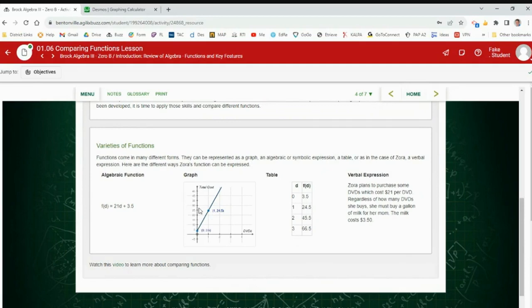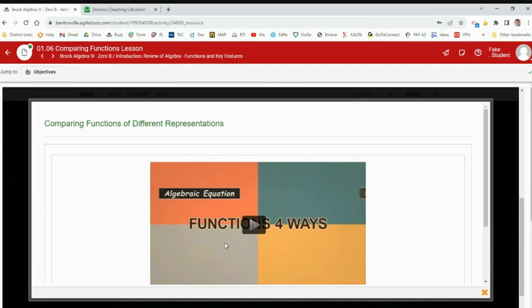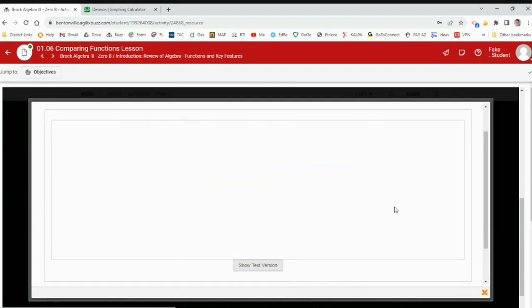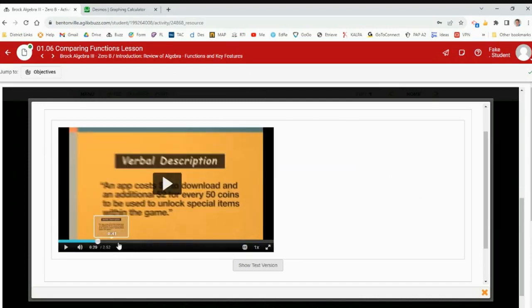These are both positive because these are the exact same one. These are increasing. These are increasing functions. So here's a video to learn more about comparing functions. Again, we won't watch this because you have access to it. You can watch this video, and it talks for 2 minutes and 52 seconds about comparing functions.